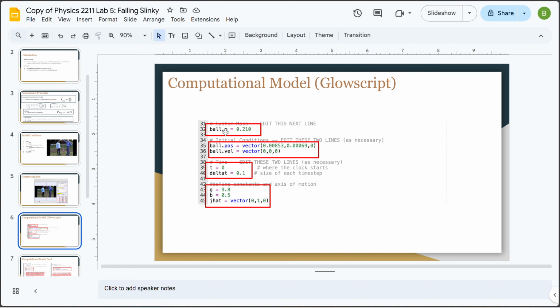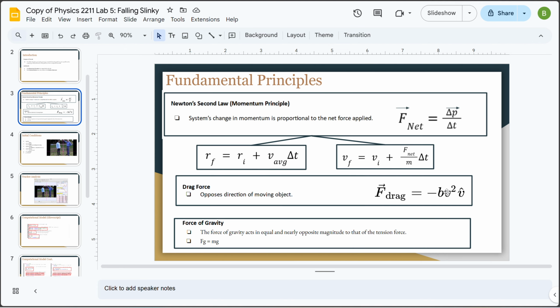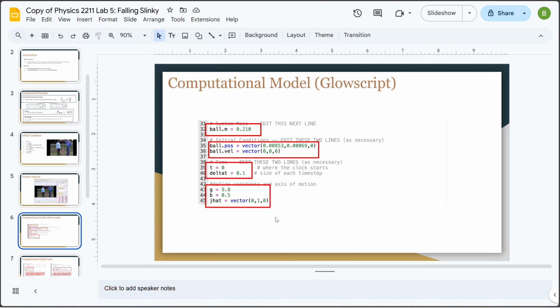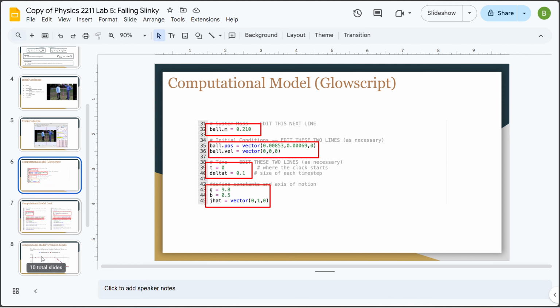So this is my code that I used to develop my computational model. This is the mass of the ball that we plugged in, and here are the initial conditions for position and velocity. Here is where I plugged in my gravitational constant and the b, which is this right here in the drag force equation. And this is the direction of the force of drag.